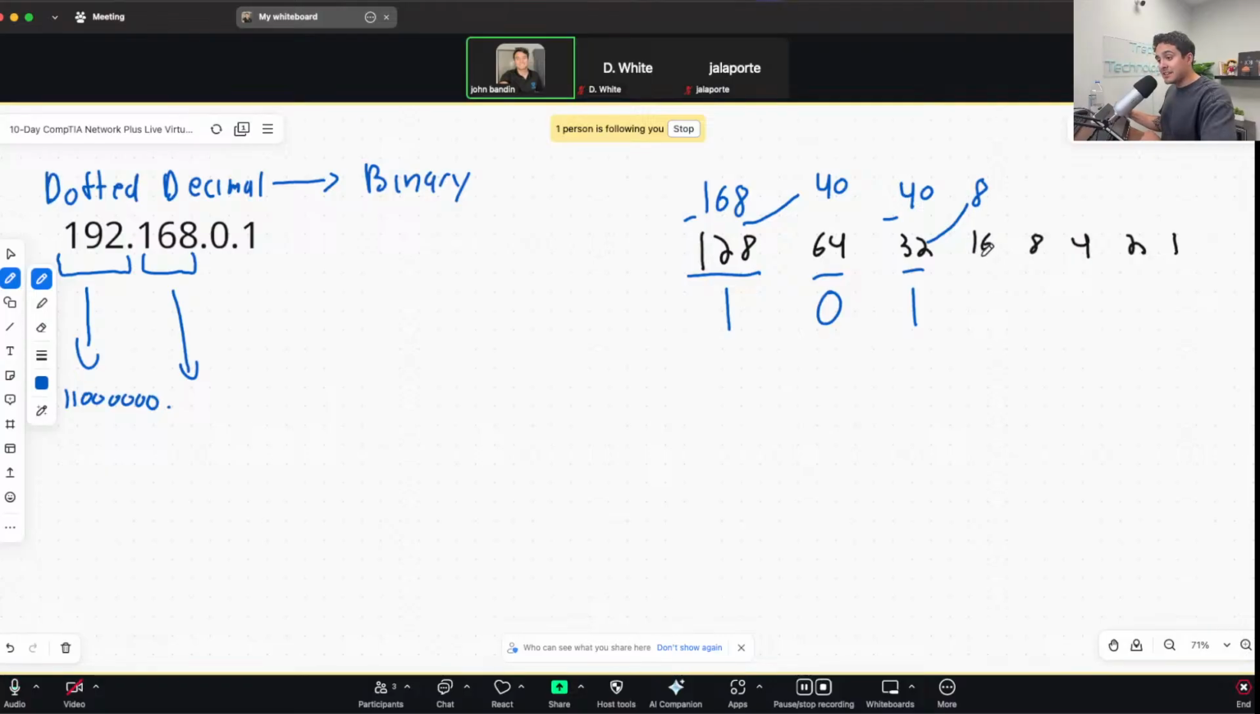What about 8 to 16? 8 is not greater than or equal to 16. Off bit. Now is 8 greater than or equal to 8? Okay. Easy. On bit. And then the rest is zeros. And there we go. So 168 converts to 1, 0, 1, 0, 1, 0, 0, 0.